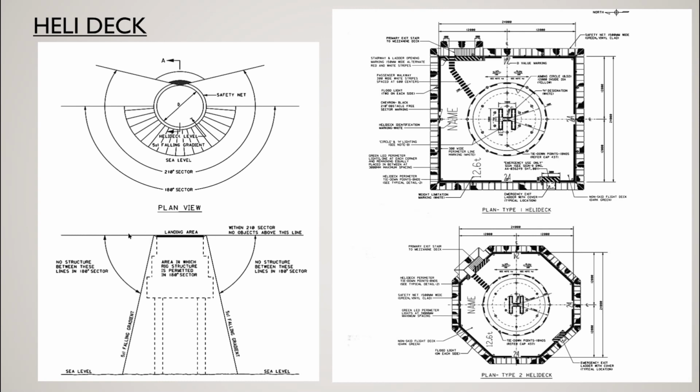So this is what is called the landing area of the helicopter, and no structure between these lines in the 180-degree sector. In this sector there should not be any obstruction or any structure, anything like that. That's why this is the area in which the rig structure is permitted in the 180-degree sector. So this is the complete structure, and beyond this there is nothing. This is sea level and no structure between these lines in 180 degrees. And we'll discuss the heli deck and the other parts of the different decks in the 3D model in detail.